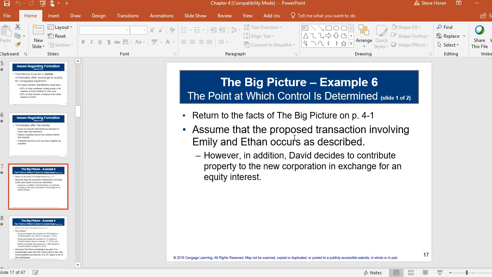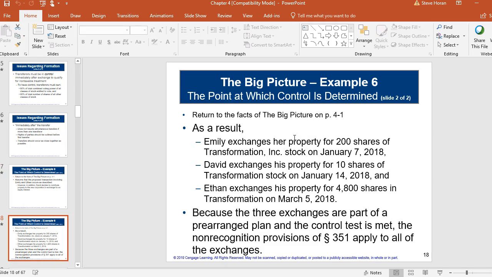So coming back to the big picture, assume that the proposed transaction involving Emily and Ethan occurs as described. However, in addition, David will now contribute property in exchange for equity. So David's going to jump on board. David was the employee. So as a result, Emily exchanges her property for 200 shares. David exchanges his property for 10 shares. Ethan exchanges his property for 4,800 shares. And they'll happen between January 7 to March 5.